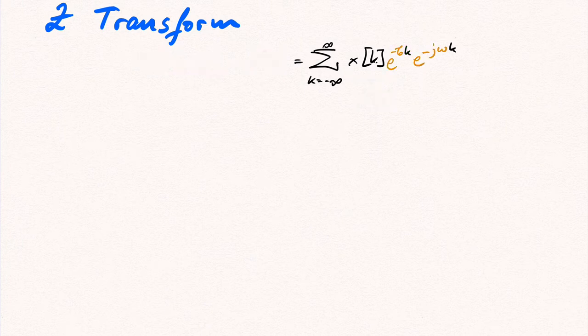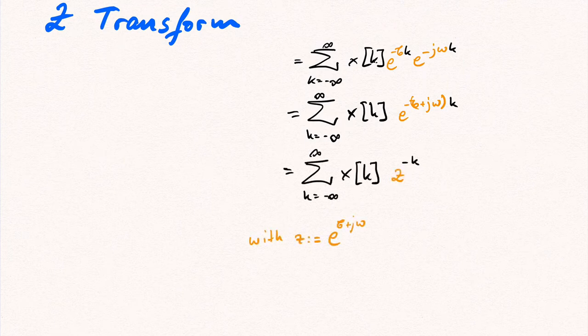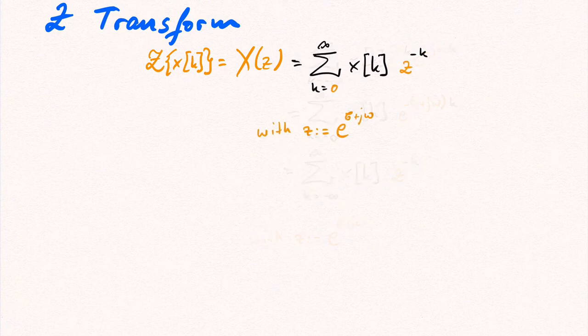Another option to understand this generalization is to combine the two complex exponentials in the sum so that we get the sum from minus infinity to infinity of x of k times e to the power of minus sigma plus j omega k. As a last step, we denote the complex exponential e to the power of sigma plus j omega as the new complex variable z, which yields the Z transform of the discrete time signal x of k, denoted as x of z. Since we usually deal with causal signals and systems, we only take the sum for k equals 0 to infinity, which yields the unilateral Z transform.